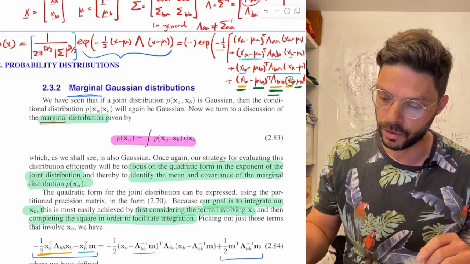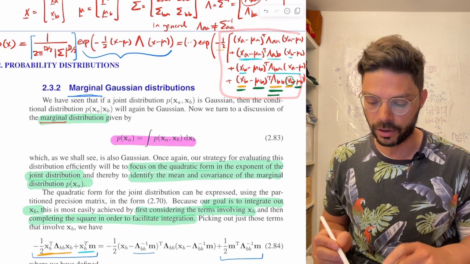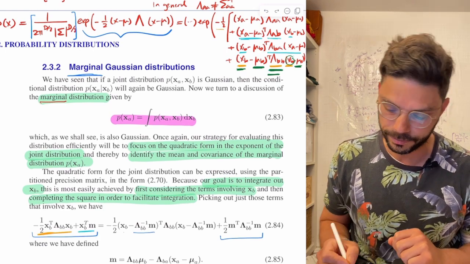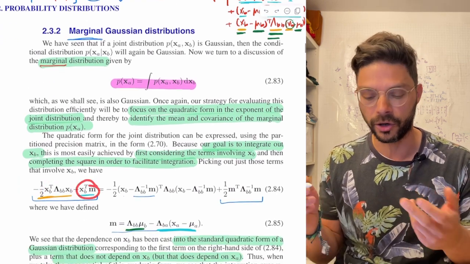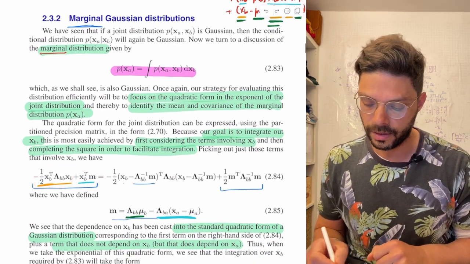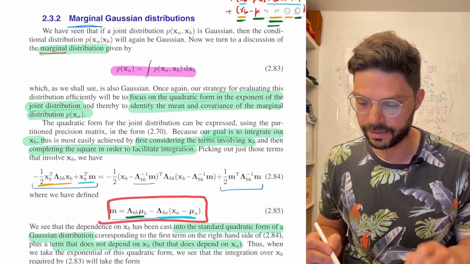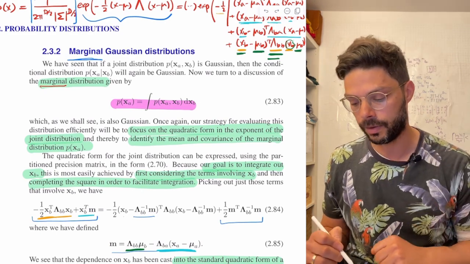All we're doing is we're just expanding this and just collecting our terms that are quadratic in x_b, and then the linear terms in x_b, and it will turn out that the quadratic terms look exactly like this, and the linear terms are x_b transpose times some m, and the m will just look like that. And hopefully I've shown you where the different parts of m come from.